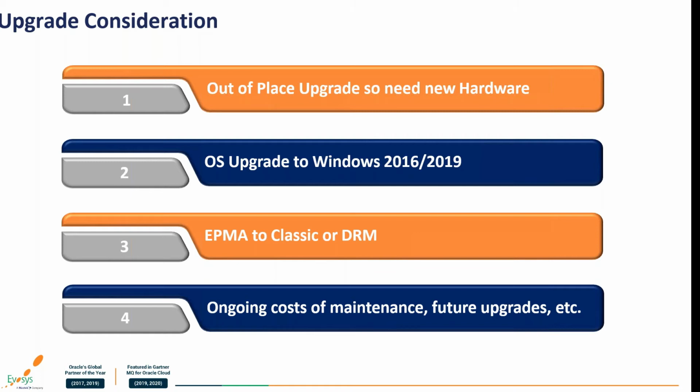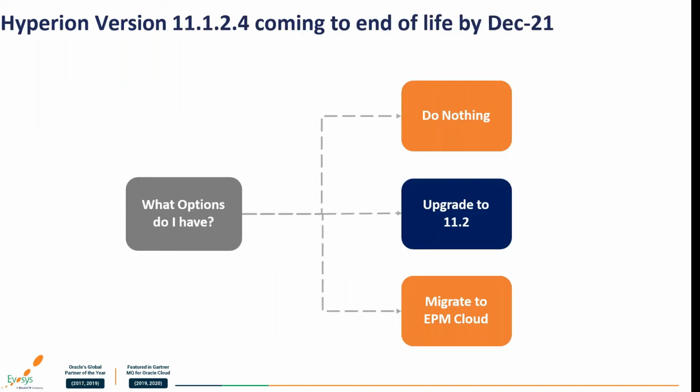Having said that, it's not that just by moving to cloud, all of those costs go away. You would still have to rely on a lot of infrastructure, but not as much as you have to do when you have Hyperion on premise. So these are some of the upgrade considerations that you can take while deciding whether you want to move to 11.2. Now that brings us to the last option that we have.